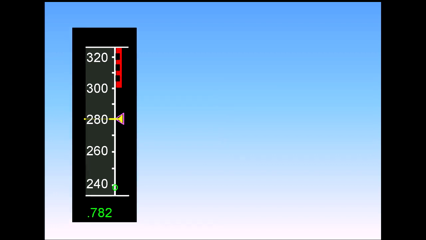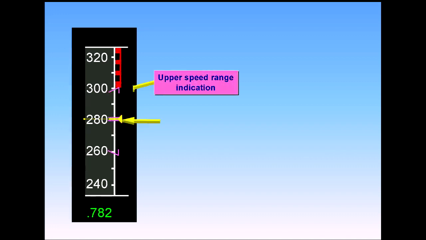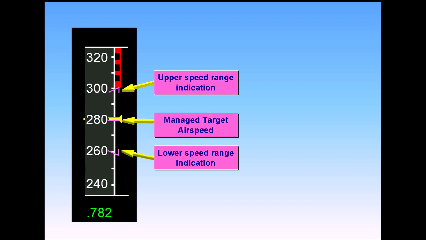During an FMGS computed or managed descent, the single triangle is split into two to give a speed range. A double magenta bar indicates the target speed. A standard descent speed of cruise Mach with a crossover to indicated speed at 280 knots is inserted into the FMGS and is treated as a managed airspeed. The speed will vary in between the two speed range indicators as the aircraft maintains the required descent profile.